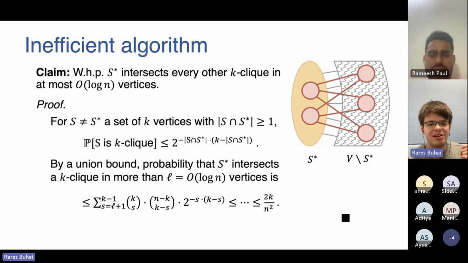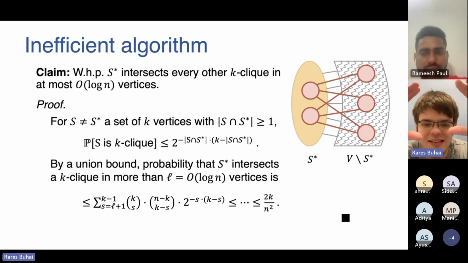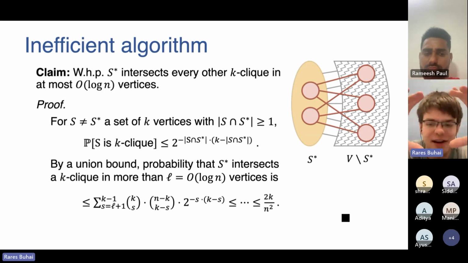So the probability that S star intersects any K clique in more than log n vertices is the following. I'll just go over all the possible sets of size K and count the probability that they are cliques. So let S be the size of the intersection with S star. We are interested in all the intersections that are larger than log n, so we go from L plus 1. Now, how many sets of size K are there that have intersection S with S star?